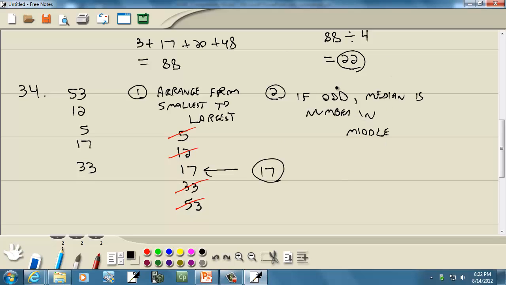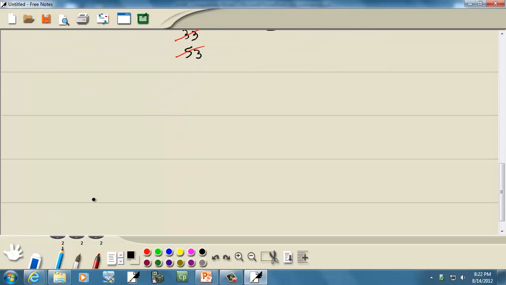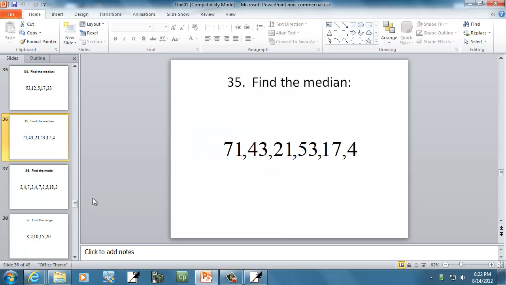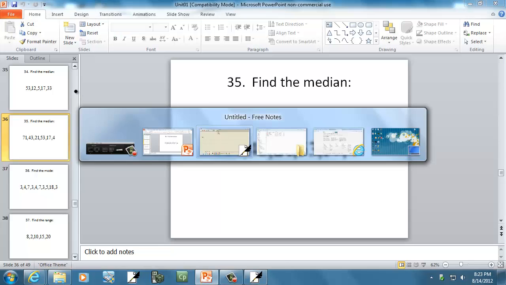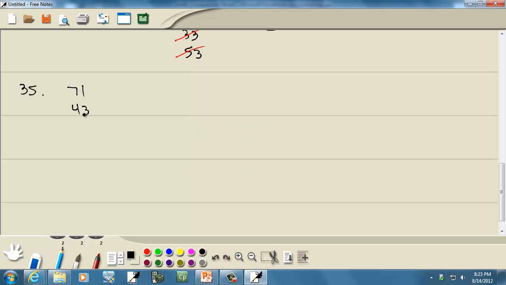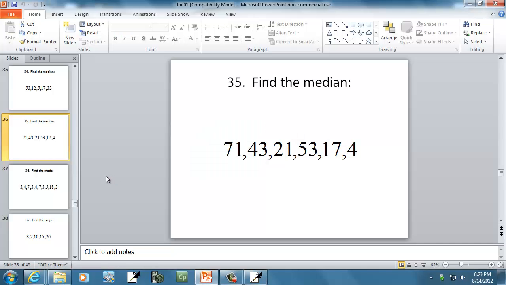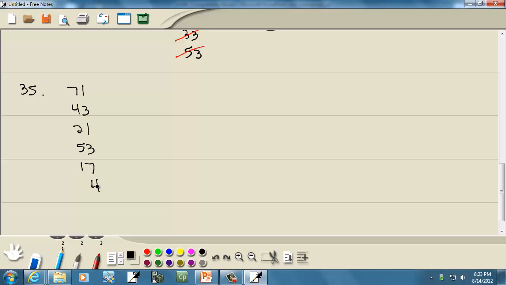When I say if odd, I should say odd count. So if odd count, then your median is the number in the middle. Well, let's look at one where we have an even count, where we have like 6 numbers or four numbers. So here we got 71, 43, 21, 53, 17, and 4. Now our first step is still the same, arrange them.